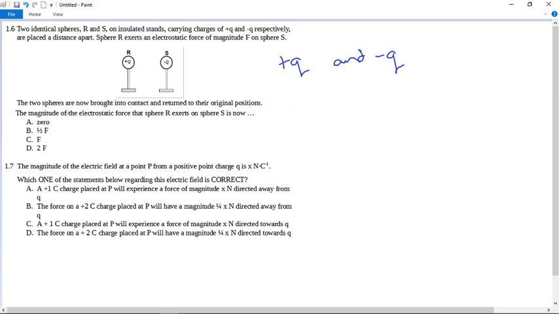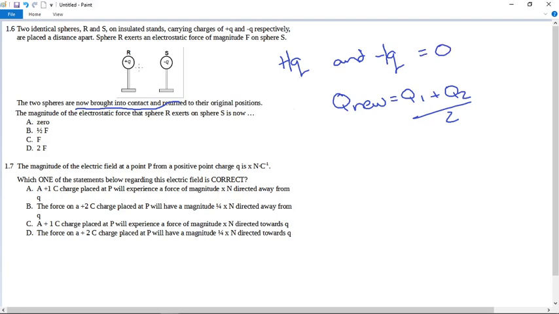It says the two spheres are now brought into contact and returned to their original positions. Now, at the moment you bring something into contact and separate it, you use that formula about Q new equals Q1 plus Q2 over 2, okay, which is the law of conservation of charge. In an isolated system, the net charge is conserved during any physical process. So if we look at plus Q and minus Q, and we look at this like algebra, this is plus 1Q, and this is minus 1Q. So plus 1 minus 1 gives you 0, okay?